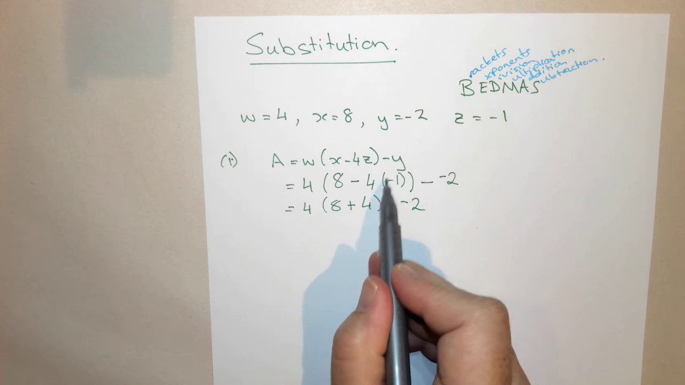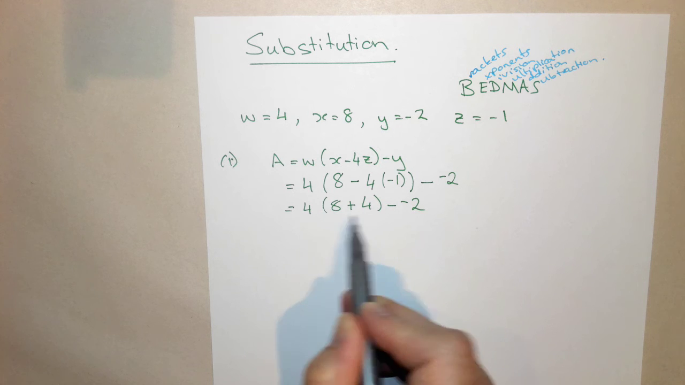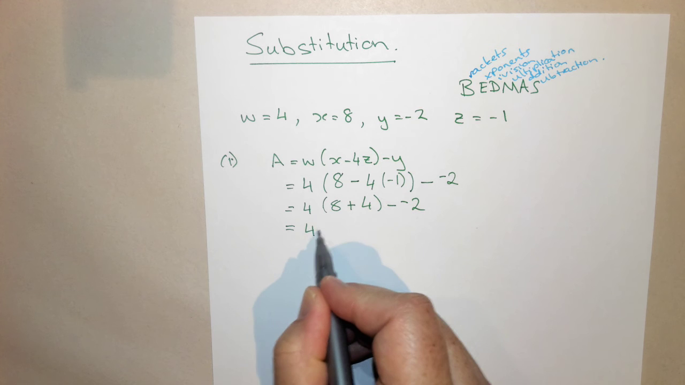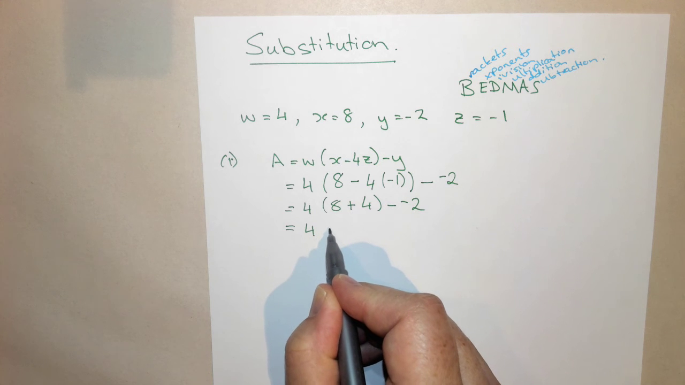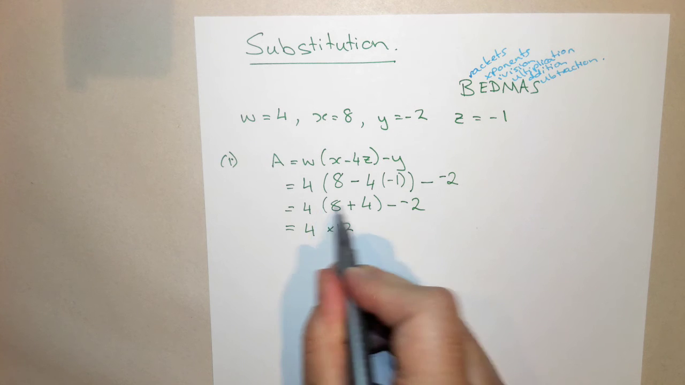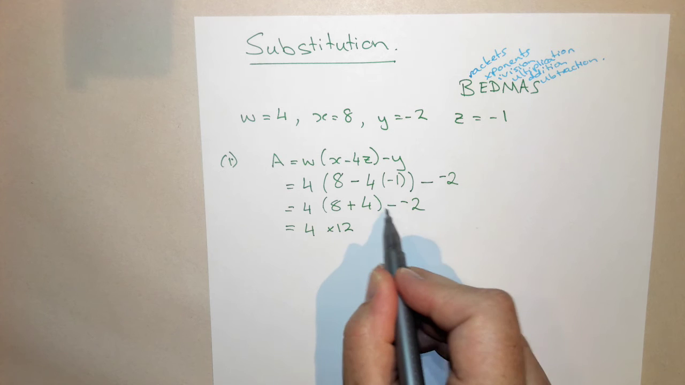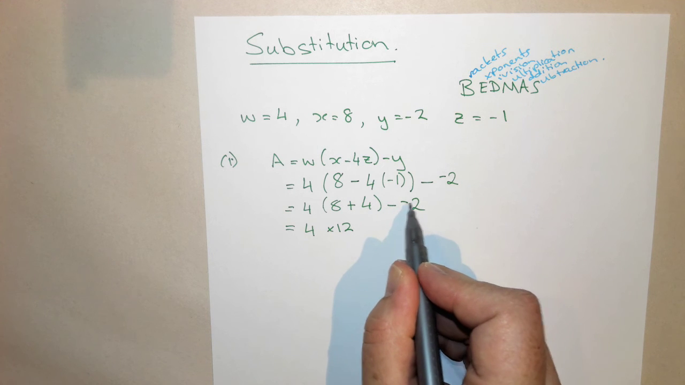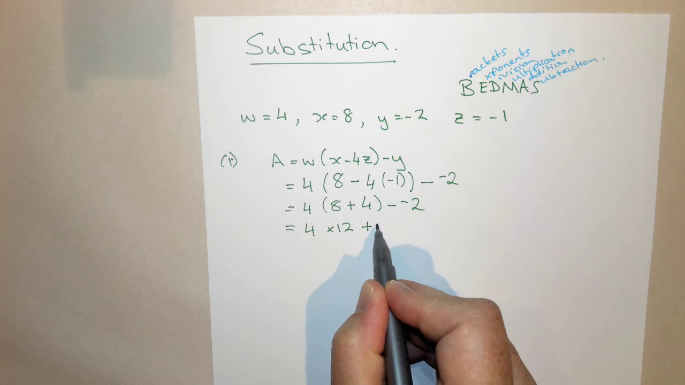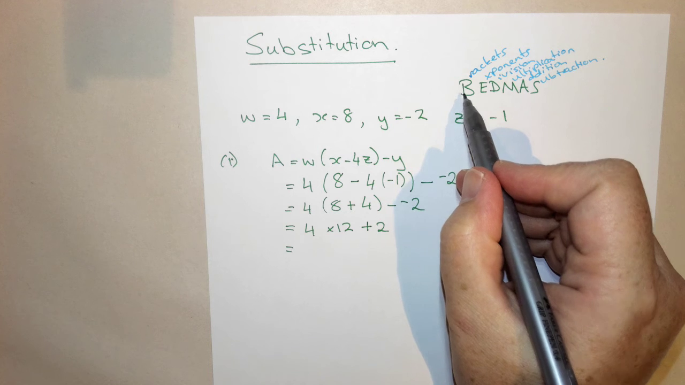So I've simplified that set of brackets. Next step is I'm going to simplify this set of brackets. So I'm going to do these brackets first, 8 plus 4. So what is 8 plus 4? 8 plus 4 is 12. And when I've got 4 bracket 8 plus 4, that just means 4 times that. Now here I can simplify this, subtracting a -2. Subtracting a negative turns that into a positive. Okay, so I've dealt with my brackets.